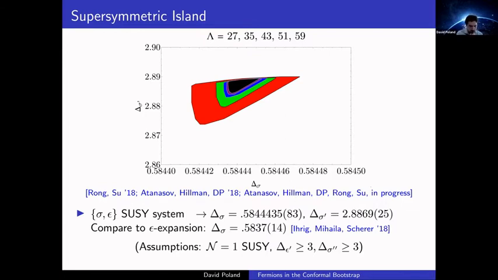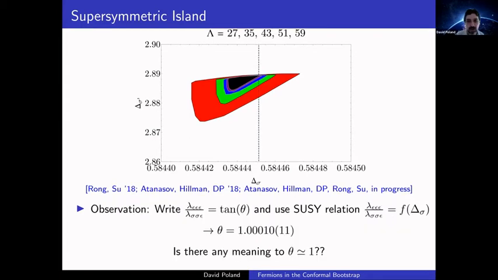So the result for this supersymmetric model seems to be nicely compatible with known results from the epsilon expansion. Here I'm quoting a value which was in a paper by Ihrig, Mihaila, and Scherer. So this is an interesting playground for the Bootstrap, where it's another model where we can learn very, very precise data using Bootstrap methods.